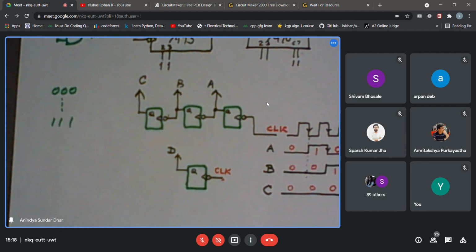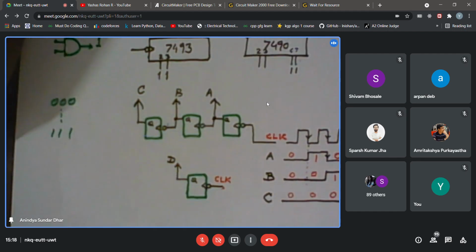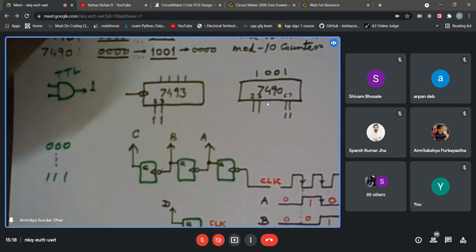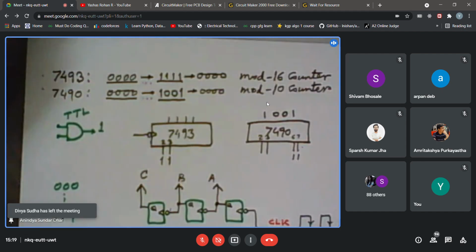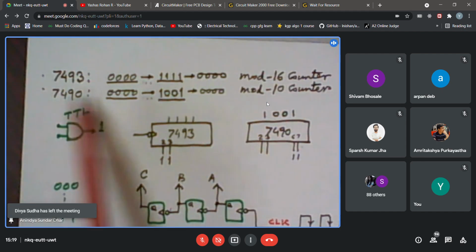But now I think I must say about the 7490. So can you emulate the behavior of a 7490 using a 7493? What I mean is, the 7493 counts from 0 to 15, but suppose I want the display to go from 0 to 9 only and then reset back to 0, just like the behavior of the 7490.